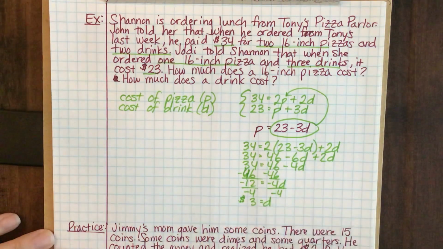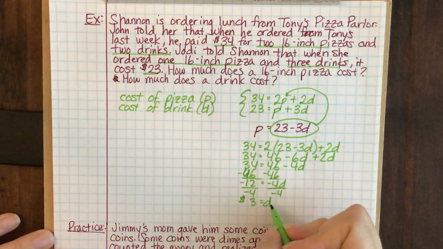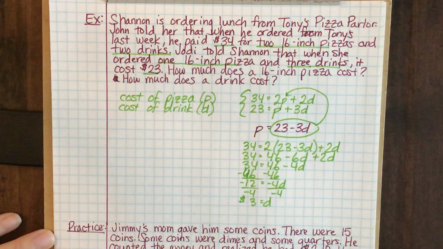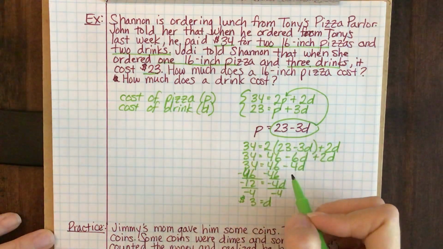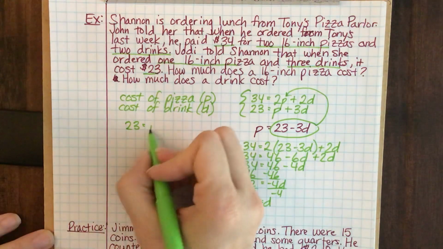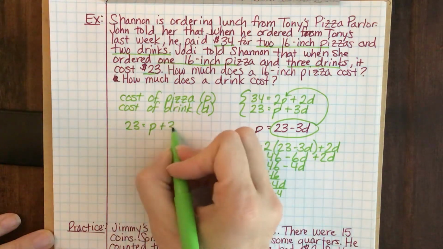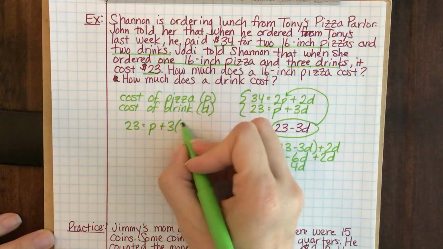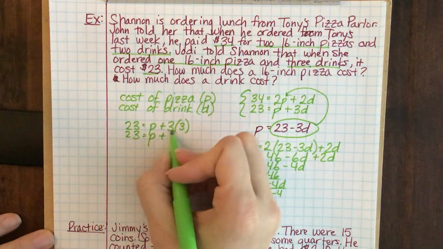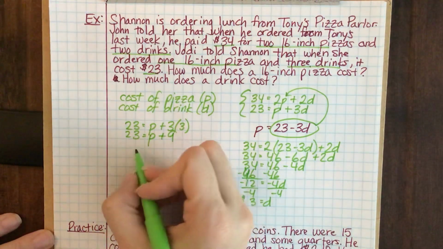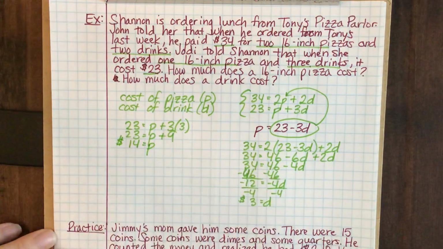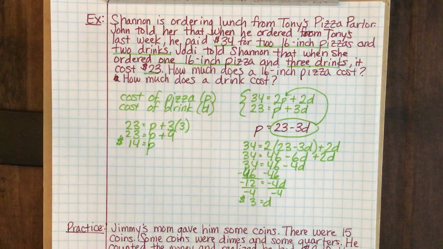Okay. And now we need to figure out what the cost of a pizza is. So you can choose either of these 2 equations, plug it in, and find out the cost of the pizza. I'm going to choose the second one. So I'm going to say P plus 3 times 3, and we know that the drink amount now is $3, so that's going to be 9. P plus 9 equals 23. Subtract 9 from both sides, and you get 14 is equal to P. So what that means is that each pizza is $14 and each drink is $3.